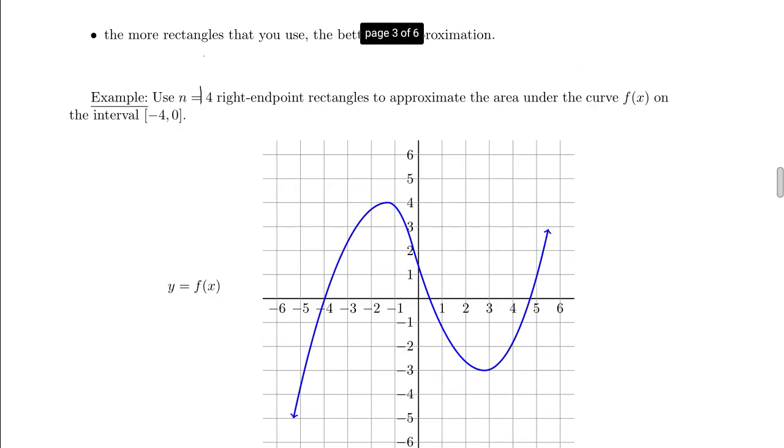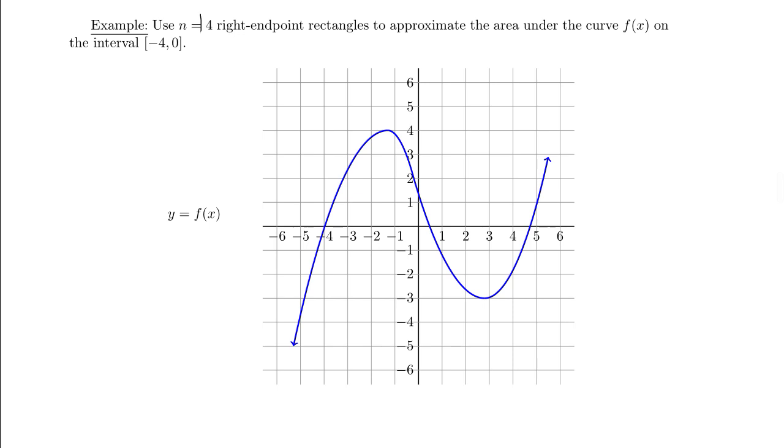Okay, so in my first, I'm going to break up my -4 to 0 into the same 4 pieces. And now I'm going to use the right endpoint. So between -4 and -3, my right endpoint is going to be -3 this time. And so the height of my first rectangle is going to be at the y value at x equals -3. So my first rectangle is actually going to look like this.